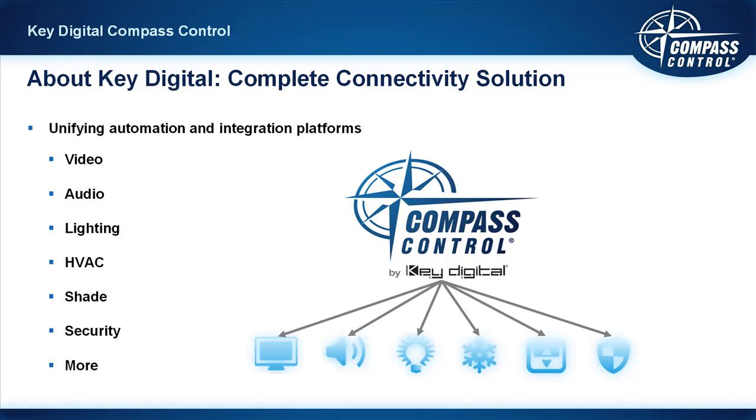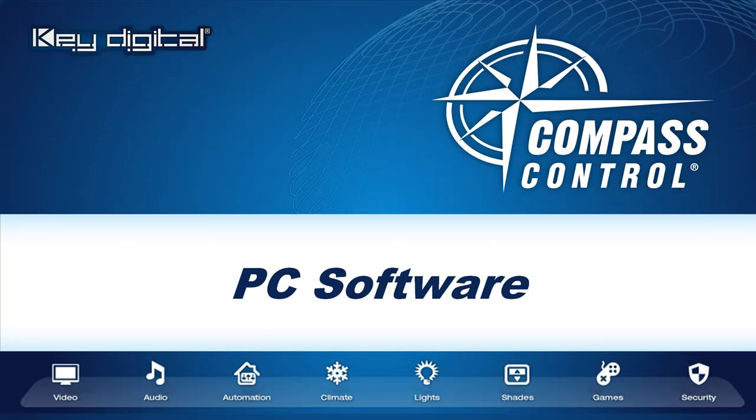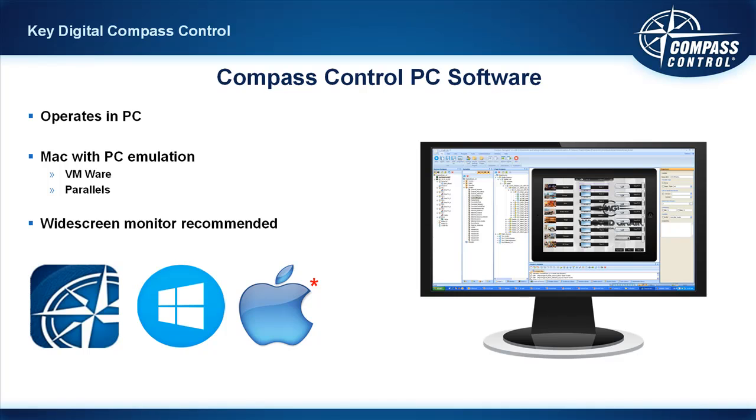Now the next question is, okay, what do we use to make all this come together, to unify these various automation and integration devices? And so that's where the software comes into play. Let's start with the PC software. Yes, that's right. Compass Control operates in PC. It is one of the more ironic twists of Compass Control, where its brain and everything is loaded into the iPad, right? Into an iOS device. It must be programmed on a PC.